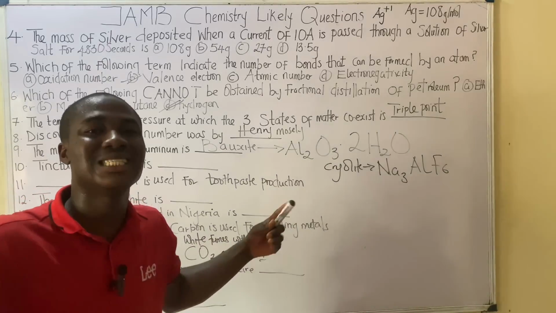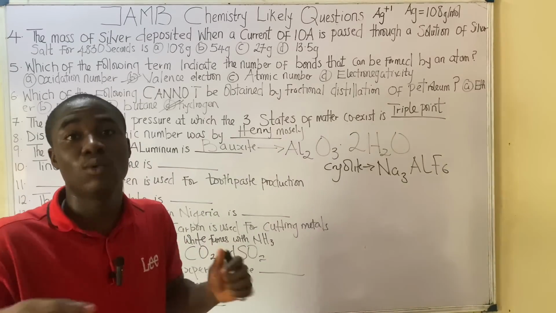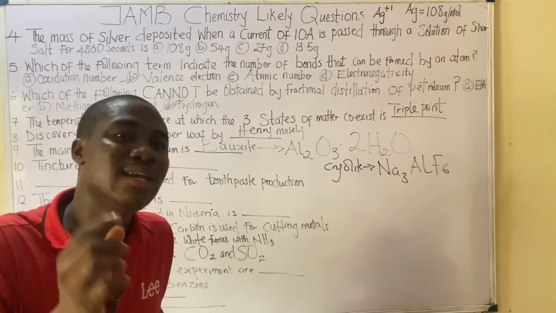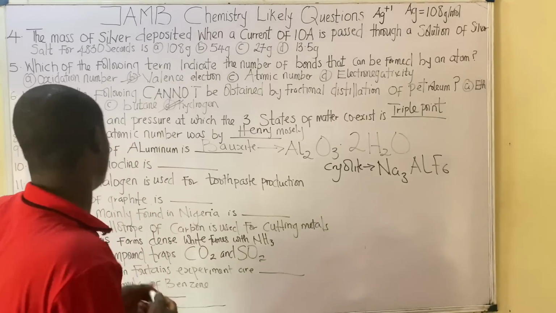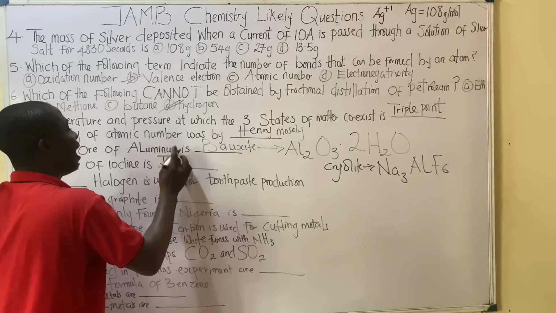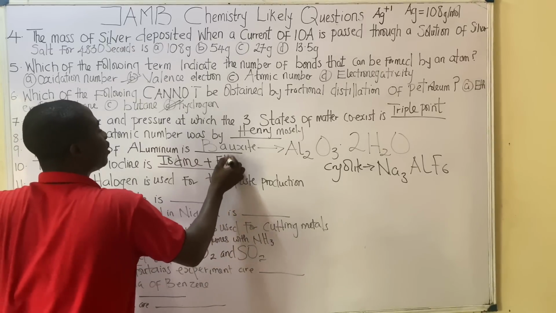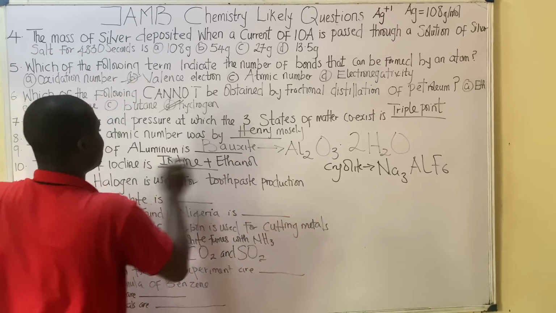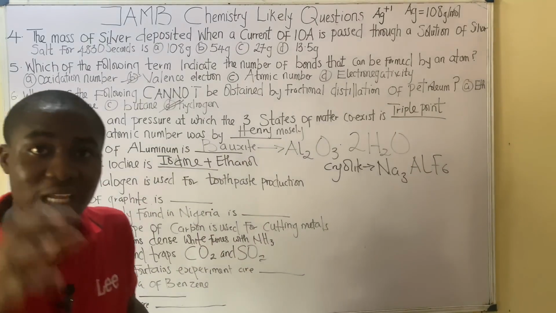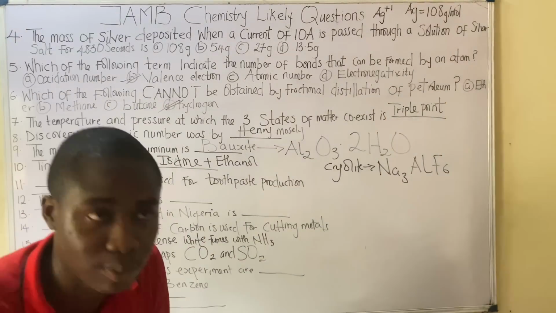So they're asking us what is the component that makes up tincture of iodine. Now, tincture of iodine is actually used in cleaning wounds in the hospital, and it is made up of iodine itself and an organic compound called ethanol. So ethanol and iodine form tincture of iodine, which is used for cleaning wounds in the hospital. Iodine generally is used for making antiseptics.